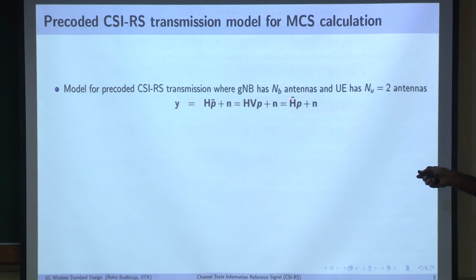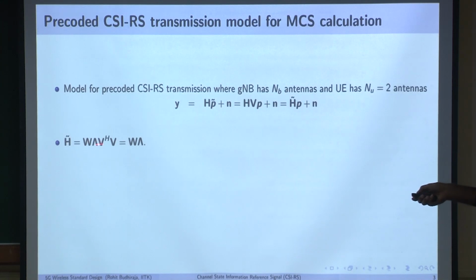Now H becomes H tilde, and what will be the dimension of this H tilde? It is NU cross NL, where NL is however many layers you are transmitting. Okay, correct. So that's the precoded channel which the UE is estimating. And how many ports of CSI-RS did we transmit? 2 ports CSI-RS.